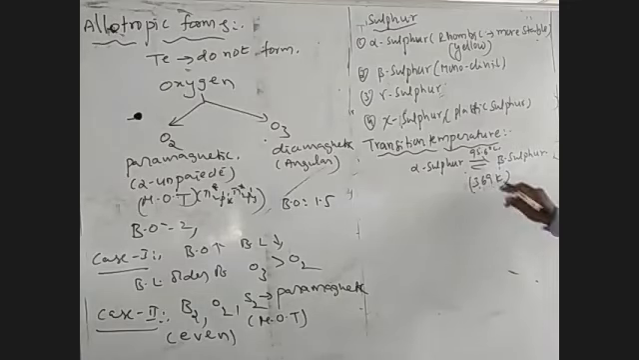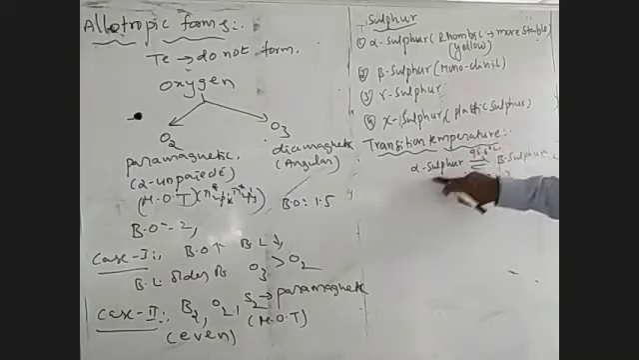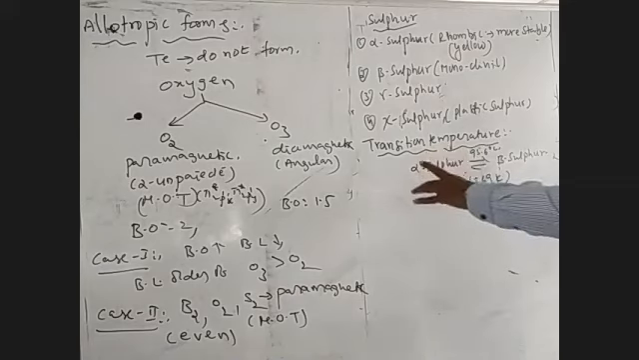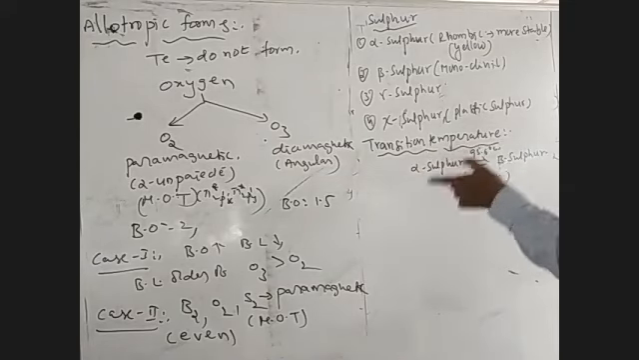369 Kelvin. At this temperature, in a mixture, both alpha and beta forms exist. So both alpha and beta sulfurs are present at equilibrium. Here the transition temperature means the temperature at which two allotropic forms are in equilibrium with each other. That temperature is called the transition temperature.